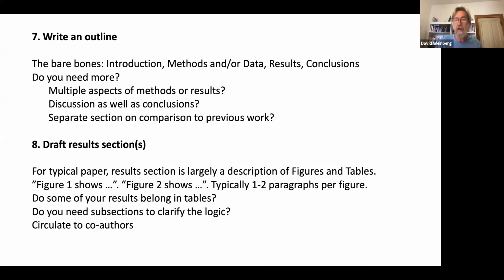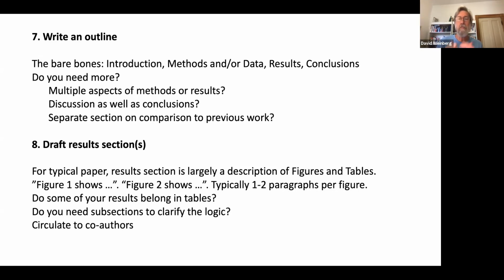Sometimes one figure takes a whole page of explanation and interpretation. But that's your starting point for the results sections: run through the figures and describe them. Think about whether some of your results belong in tables. Is it going to be useful to the reader to have a table of your numerical results? Is it necessary either as a complement to the figures or instead of the figures?